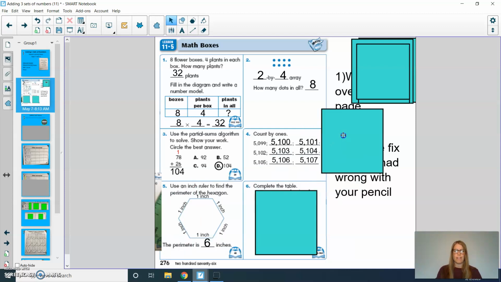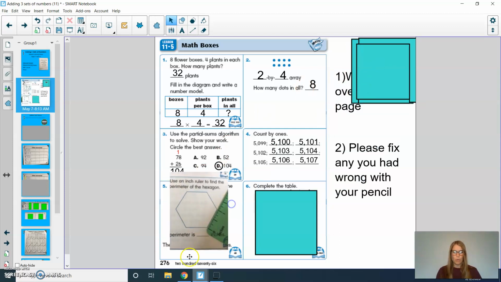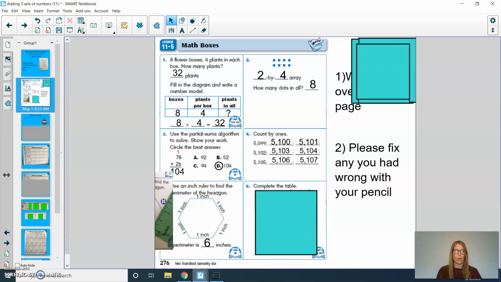For question number 5, use an inch ruler to find the perimeter of the hexagon. So I modeled before lining up that template to see that each of the sides of the hexagon are 1 inch. Then when I add up all of my 6 sides, I would see that the perimeter is 6 inches.